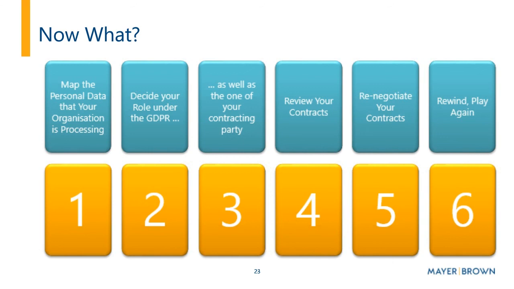Then you need to decide your role under the General Data Protection Regulation, so whether you are a controller, eventually a joint controller, a processor or a sub-processor, all of those terms that you are now perfectly familiar with. You need to conduct the same assessment with your counterparty, where there is a commercial relationship involving personal data, to assess what kind of contract you need and benchmark that requirement against what you have already in place.